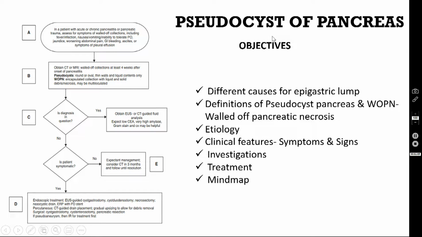After watching this video, all of you should be able to understand the various causes for the epigastric lump. You should know the definition of pseudocyst of the pancreas and what is walled off pancreatic necrosis, or WOPN. You should also understand the etiology, clinical features including the symptoms and signs, investigations and treatment of the pseudocyst of the pancreas. Of course, at the end of the presentation, I have included a mind map also.